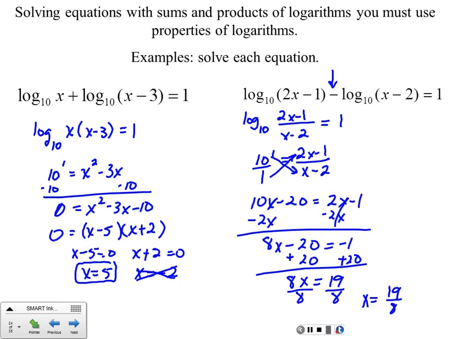So let's take 19/8 and put it in for the next one. 19/8 minus 2. Are you going to get a positive or a negative answer? You're going to get a positive answer. That's what matters. Okay? And so, yes, 19 over 8 is a solution. Make sure you check these.